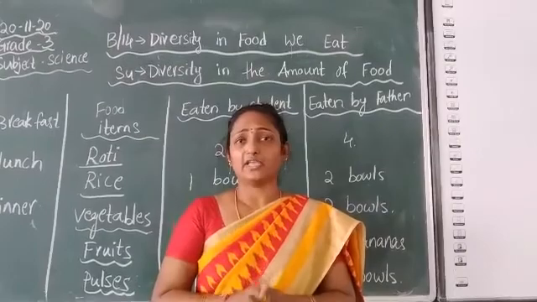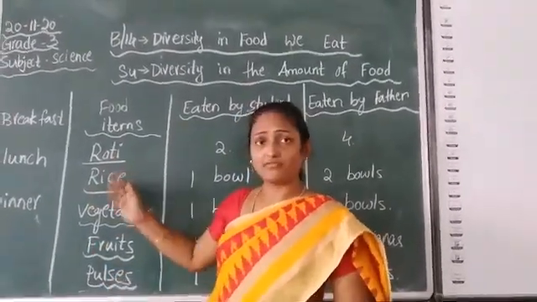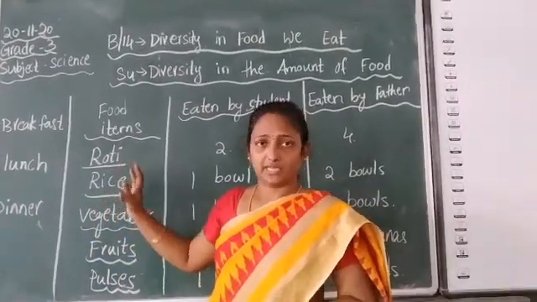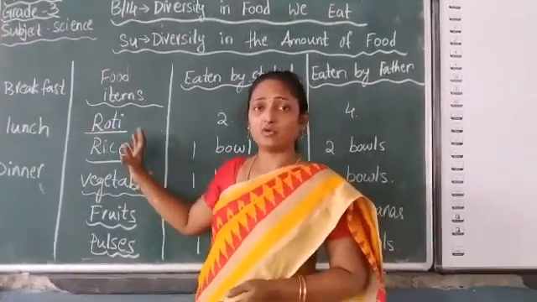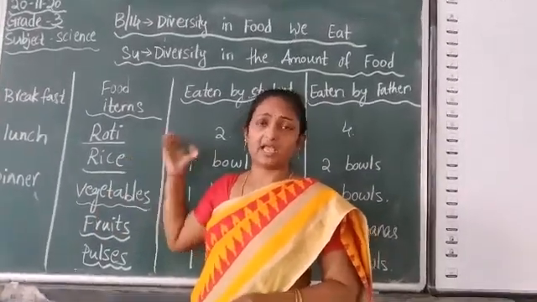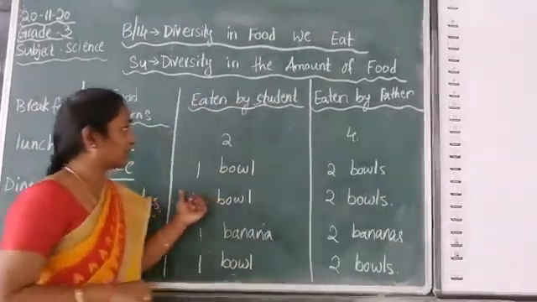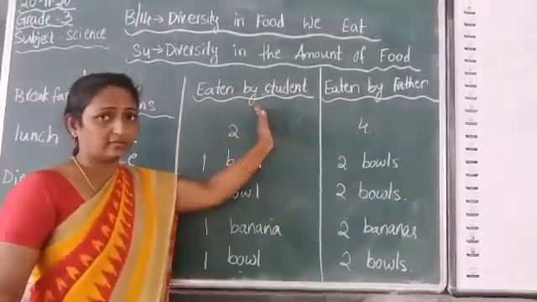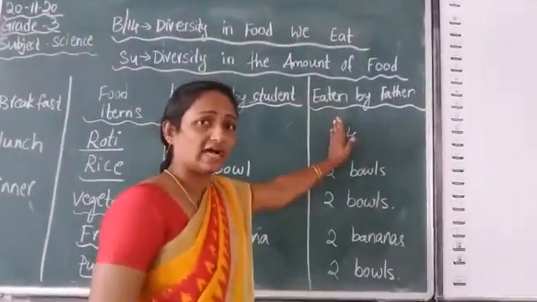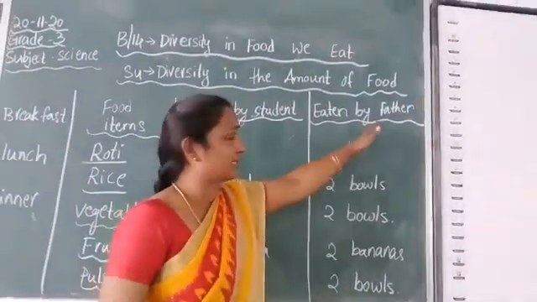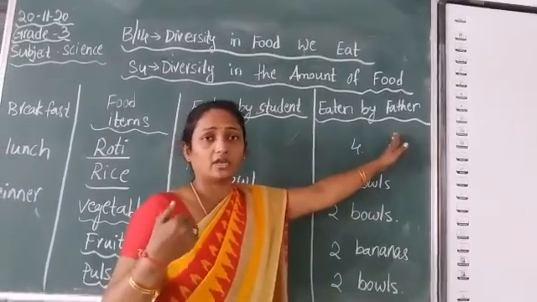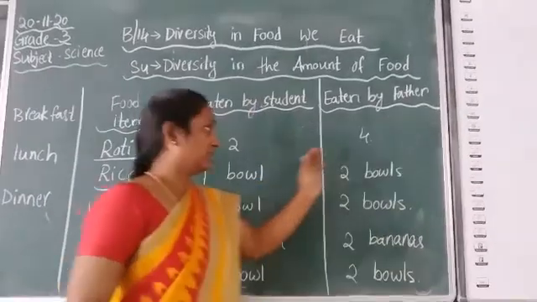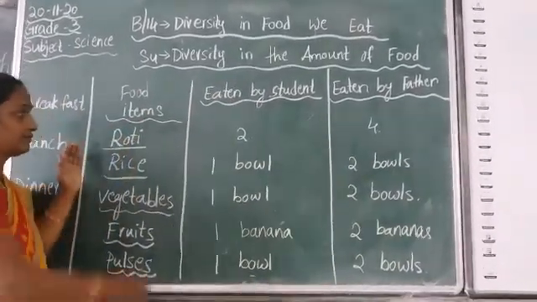So in that way, today let us compare some of the food items, how we are going to serve according to their age levels, and even the amount of food required for the child and adult. Let us look at the table form. Here, food items eaten by a student, nothing but yourself, and eaten by a father, an adult. Either you can take a mother or any of your elder brother or elder sister who is of adult age. Then you are going to compare.